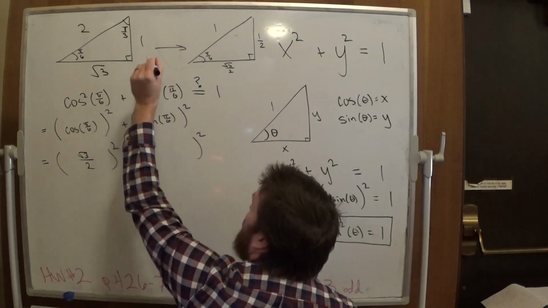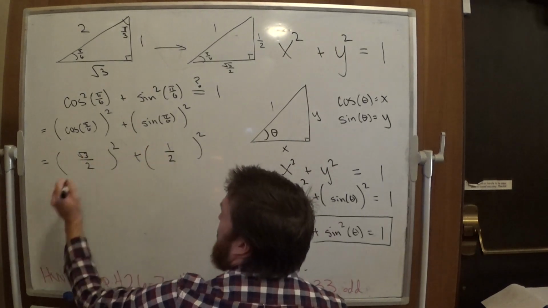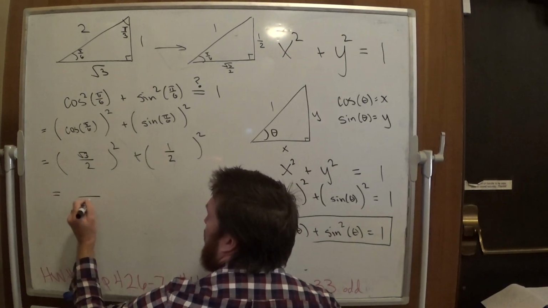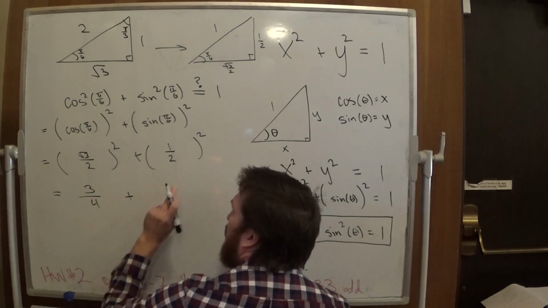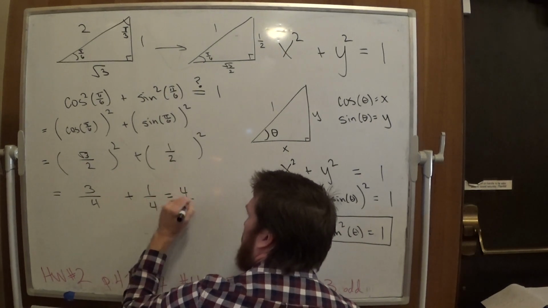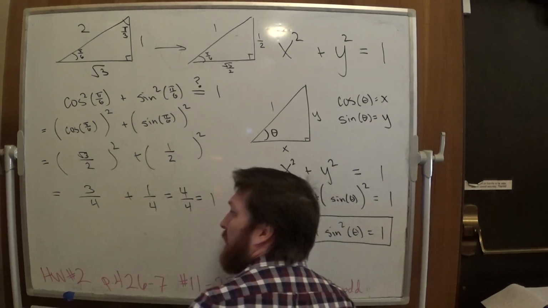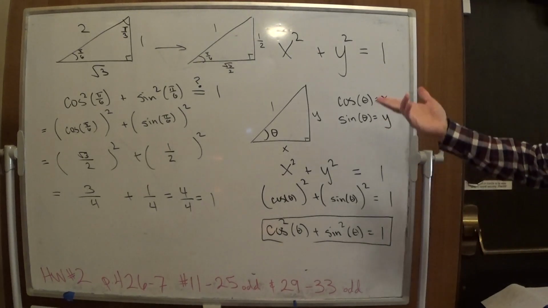So then sine would be what over what? 1 over 2. So what's that squared? 3 over 4. And what's that 1 squared over 1? Which is just 1. Hey, what do you know? It is true. We could do that.